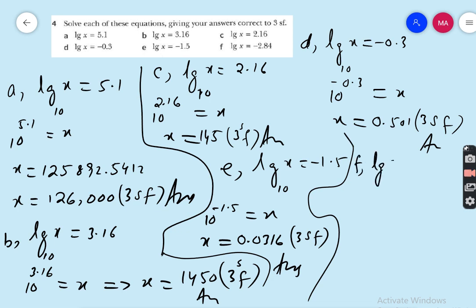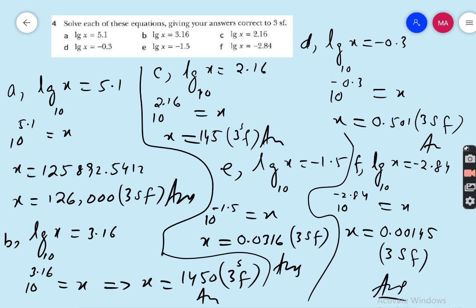Part F is log x equals minus 2.84. The base is 10. 10 to the power minus 2.84 is equal to x. So x is equal to 10 to the power minus 2.84. Our answer is 0.001445. Rounding off to three significant figures, it is 0.00145. And this is the answer of part F.